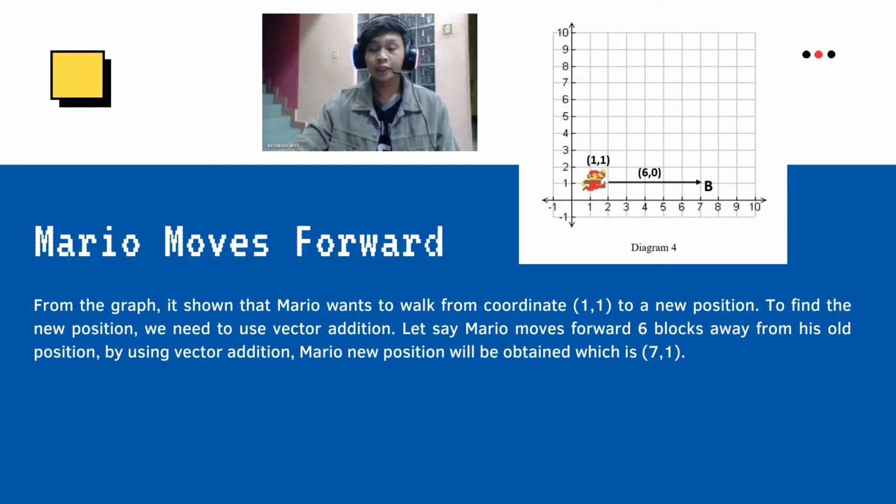Based on the graph, it shows that Mario wants to walk from coordinate 1, 1 to a new position. To find the new position, we need to use vector addition. Let's say Mario moves forward 6 blocks away from his old position. By using vector addition, Mario's new position will be obtained, which is 7, 1. The calculation will be shown at the next slide.